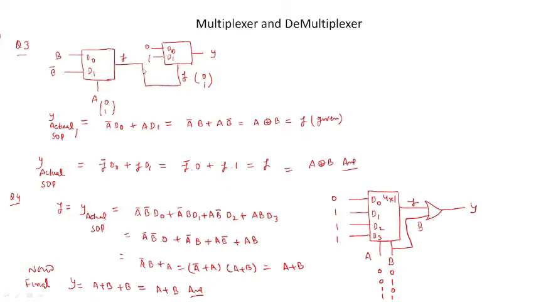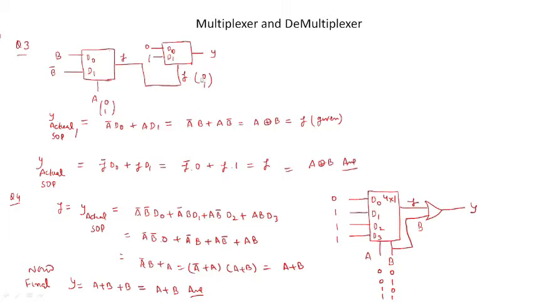Now this F goes to the second multiplexer, which is of 2 by 1 order. Here you see that there are 2 input lines, so there will be one select line, and that is the output of the first multiplexer. So it will be having 2 rows because there are 2 input lines. So this will be 0 and 1. So y actual here will be F bar.